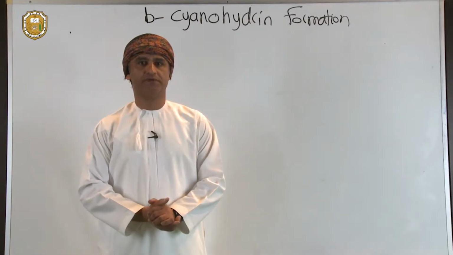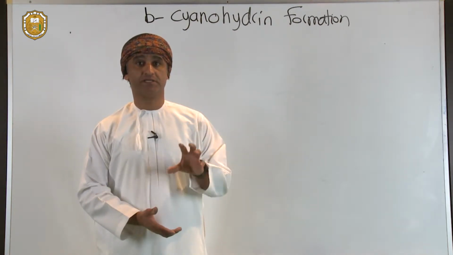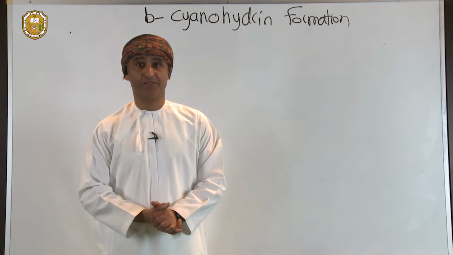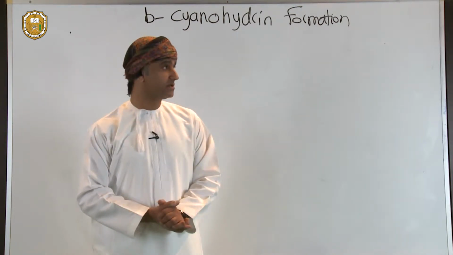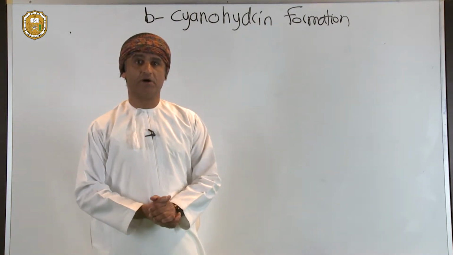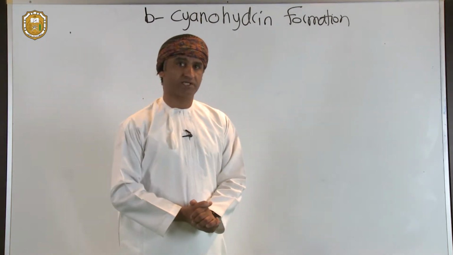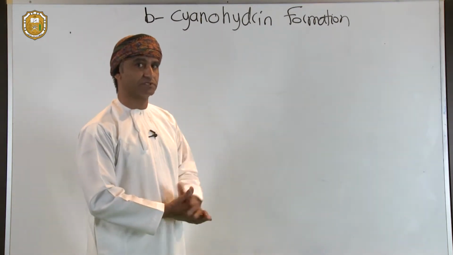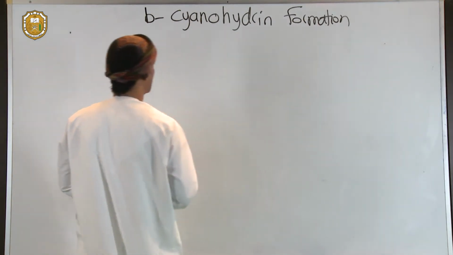The next example of nucleophilic addition reactions of aldehydes and ketones is the reaction of the cyanide ion with aldehydes or ketones to give what's called cyanohydrins, in what's called the cyanohydrin formation reaction. Let's draw a general scheme for the reaction in order to understand what's going on.